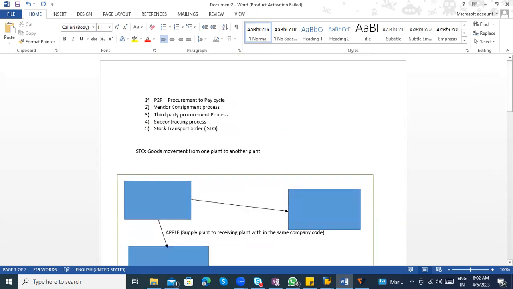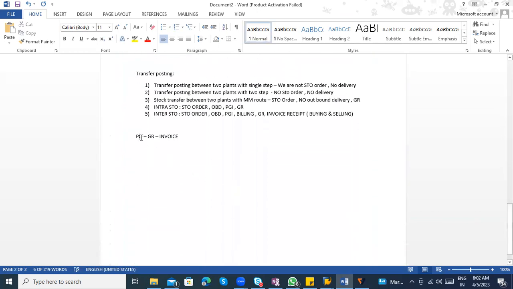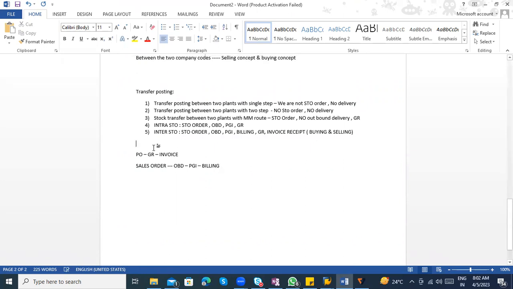When we're talking about a P2P cycle, the procurement to pay cycle, generally we should have the PO, GR, and invoice, right? Now, when we're talking about the sales process, what is the sales process? There should be the sales order, then the outbound delivery, then the PGI, then the billing.